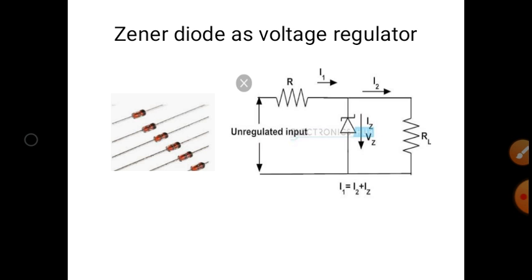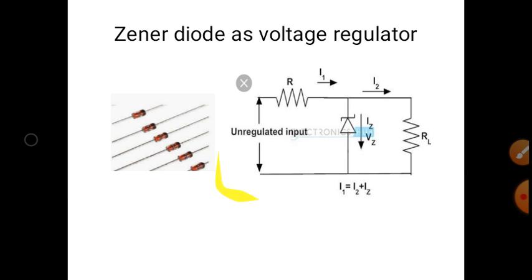As we know, the Zener diode is a type of diode. Actually it is a special kind of diode. At normal conditions, it allows the current to flow in forward bias conditions. But the Zener diode will also allow the current to flow in the reverse direction when the voltage is above the critical value or the breakdown voltage. At that time also it will allow the current to flow through it.